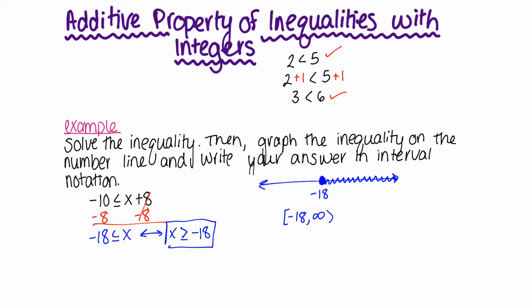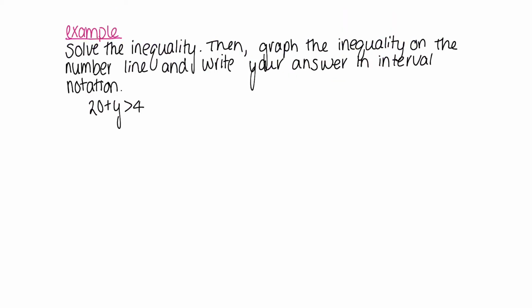Let's go ahead and do a few more examples. So here we have the inequality 20 plus y is greater than 4. We want to get y by itself, so we're going to go ahead and subtract 20 on both sides. When the 20s cancel, you have just a y left. The inequality symbol is going to come straight down. And 4 minus 20 is negative 16. So we have y is greater than negative 16.